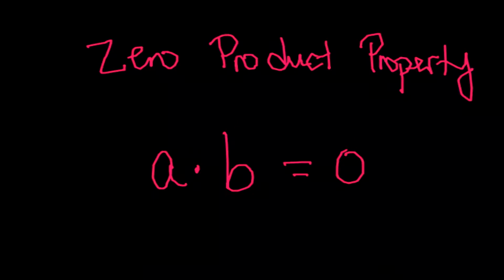Well, that automatically means something to us. And think for a second about what that might be. A times B is 0. What does that mean about A and B?